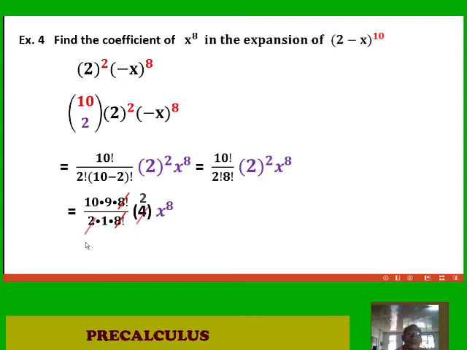10 divided by 2 is 5, and 4 divided by 2 is 2. So we are left with 10 times 9 times 2 x to the 8th. It is equal to 180 x to the 8th. So the coefficient of the term in the expansion of this binomial, 2 minus x raised to 10, the term with x to the 8th, has coefficient 180.